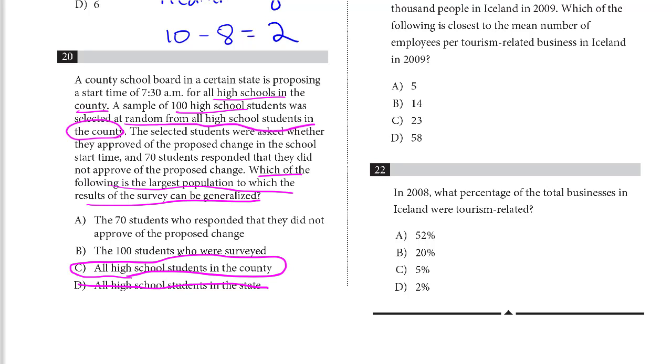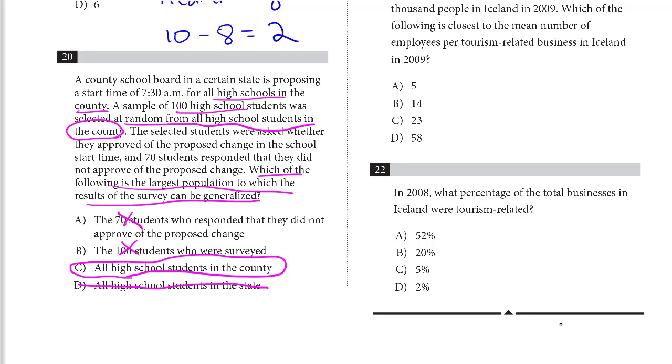C. We're not limited to the 70 students who said no or the 100 students that were selected. That is not correct. We can generalize beyond that. This is a survey which generalizes to a much larger group. Now be careful. The greater the number of elements in the survey, the greater the accuracy our results will be as we apply it to the full population. That does not mean I can't generalize out of the 70 or 100 who were surveyed and said no. A and B are incorrect. The correct answer is C for number 20.